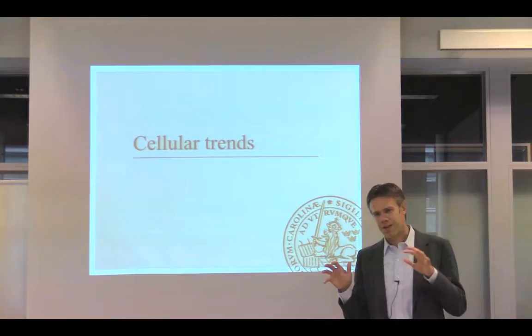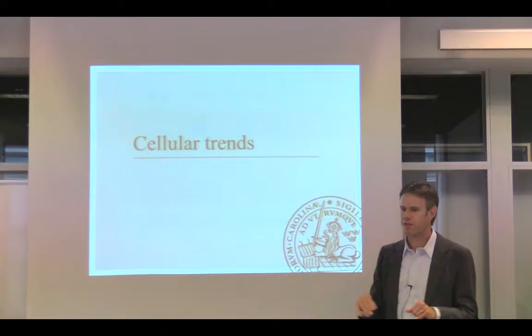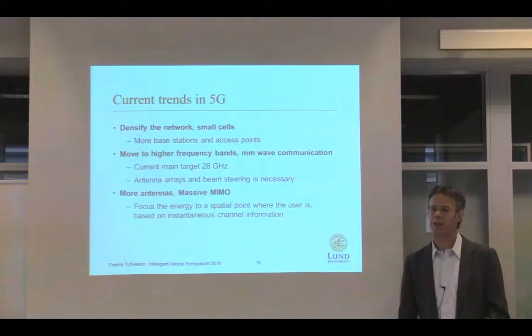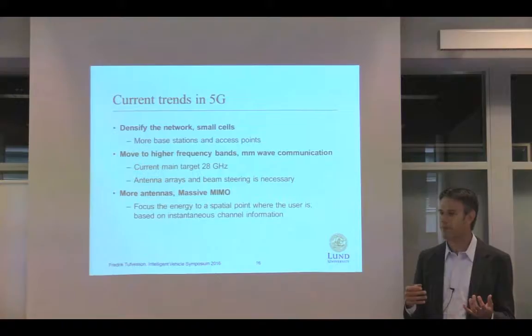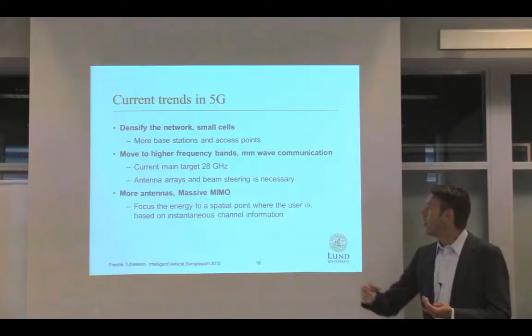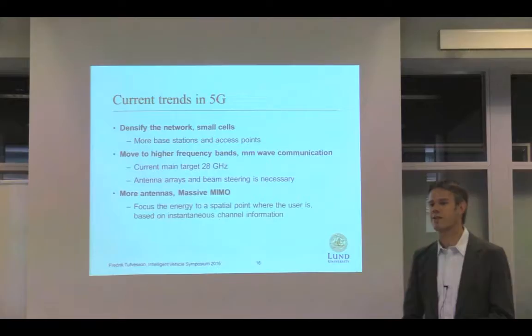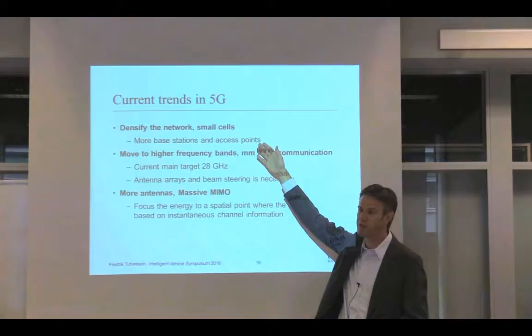So let's now look at some cellular trends that I think you're all aware of. What are the current trends that we have in 5G that will also affect the way we can do positioning and affect the possibilities that we have for radio-based positioning? Trend number one, here we are going small cells. More and more cells, mainly indoor, and we'll also have much more access points around us.